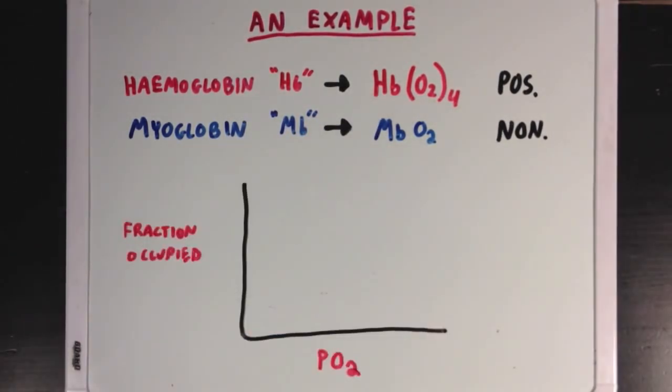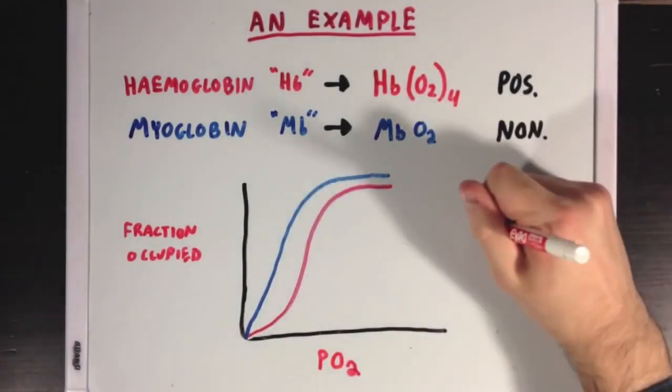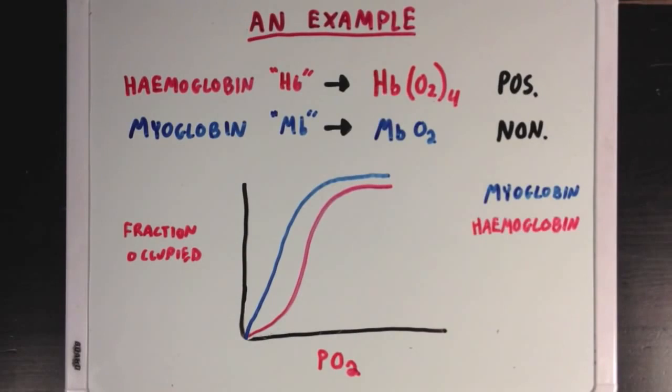Now, if we make a graph where we plot the fraction of active sites bound in each of these proteins versus the pressure of oxygen, remember oxygen is our substrate here, and since it's a gas, we're going to use pressure instead of concentration, you can see that the red sigmoidal curve associated with hemoglobin's positive cooperative binding looks different from the blue hyperbolic curve associated with myoglobin's non-cooperative binding.